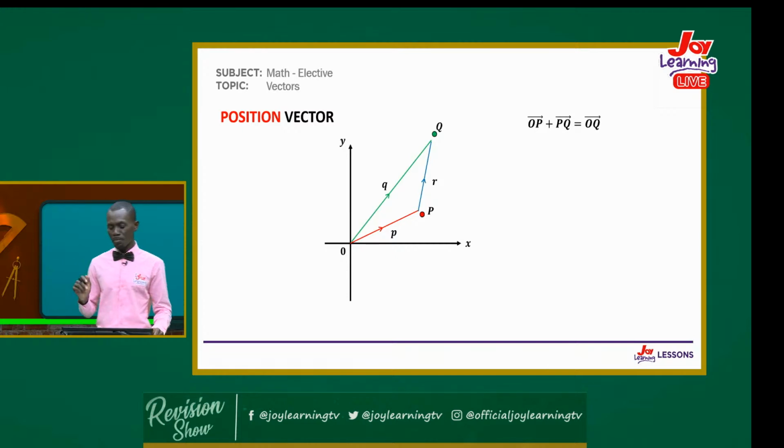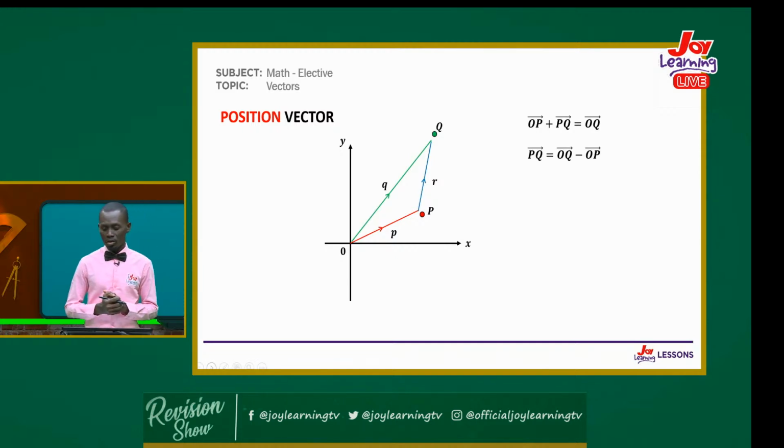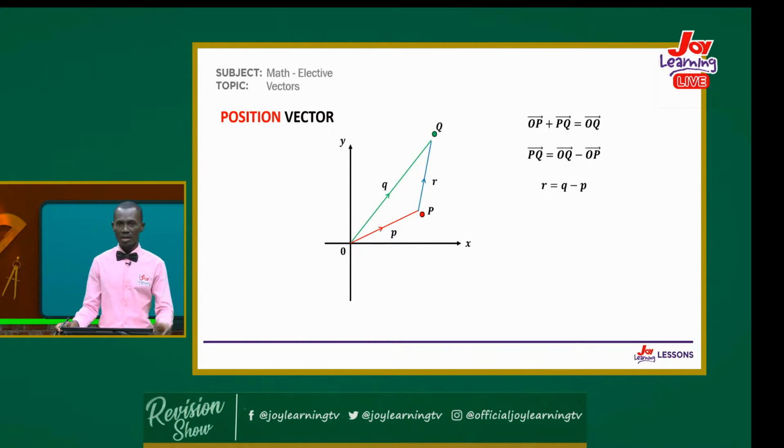So we say OP plus PQ equals OQ. Since we wanted to find the position vector of Q with respect to P, that is PQ, we can make PQ the subject. By change of subject, vector OQ minus vector OP will give us vector PQ. But remember that we had denoted them by small letters. So PQ, which is r, will be equal to q minus p. Now, this is a basic rule in vector summation, or if you like, the resultant of a vector.